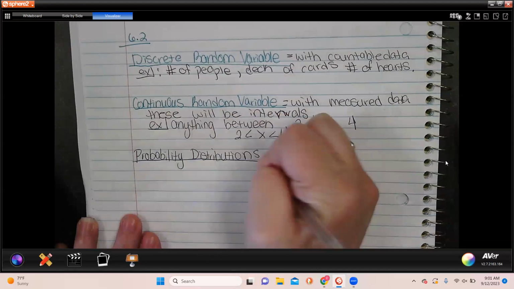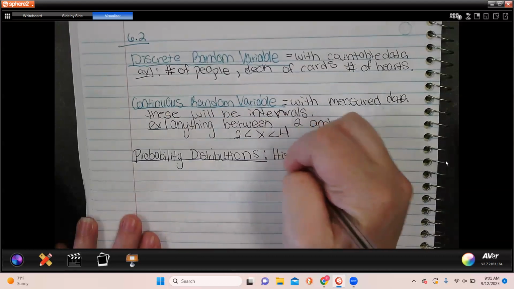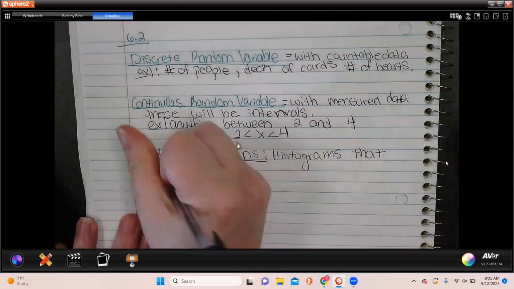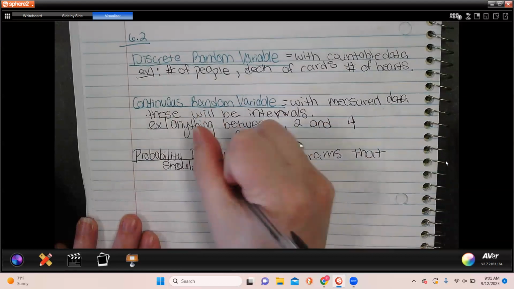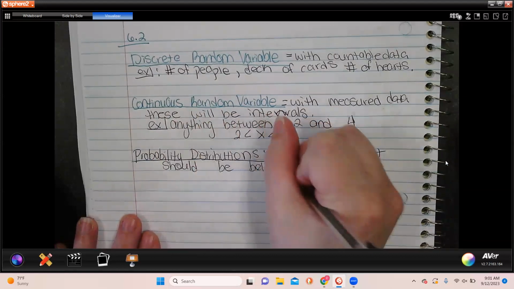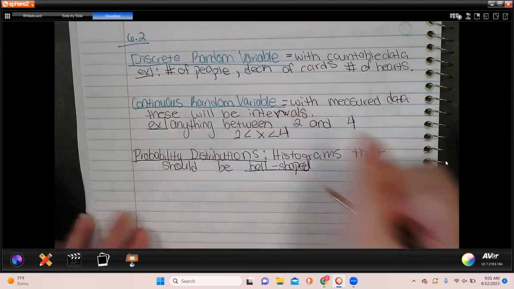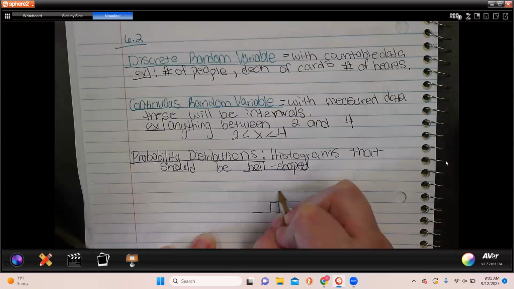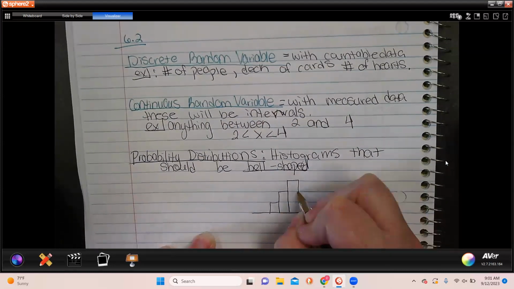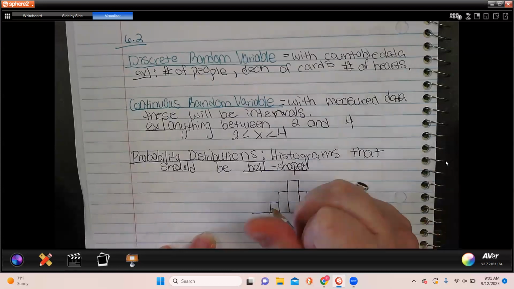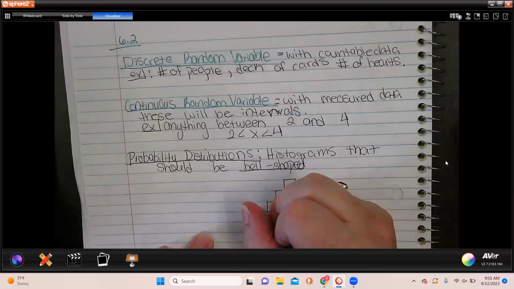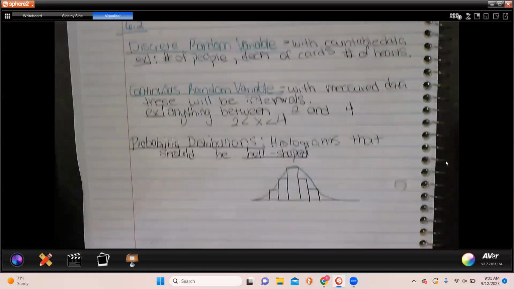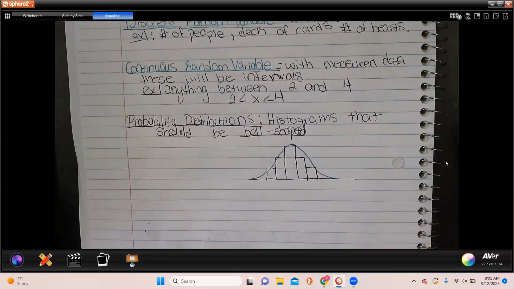Okay, probability distributions, these are histograms that should be bell-shaped. So I can draw a little mini example. Okay, so as you can see, there's a bit of a bell shape coming from this data. Okay, this is what it should be. And I don't mean exactly bell-shaped, I'm saying approximately bell-shaped.